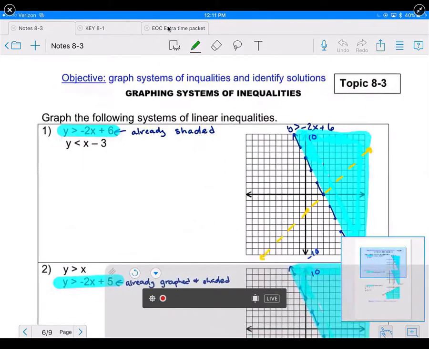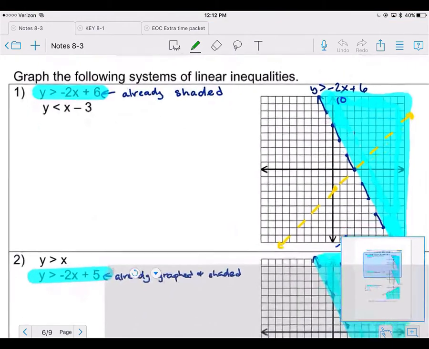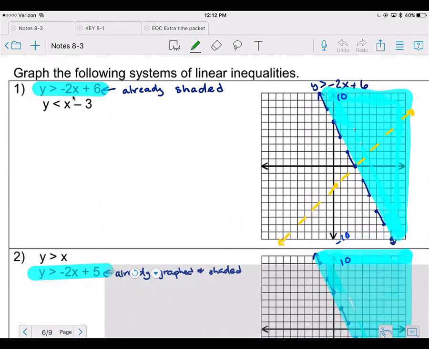This video is for topic 8.3 over graphing systems of inequalities. There are some problems on these notes that are already graphed for you and already shaded, so we're going to talk through them, and then we're going to add graphing or shading as needed. For the first problem, the first equation, y is greater than negative 2x plus 6, is already graphed and already shaded.